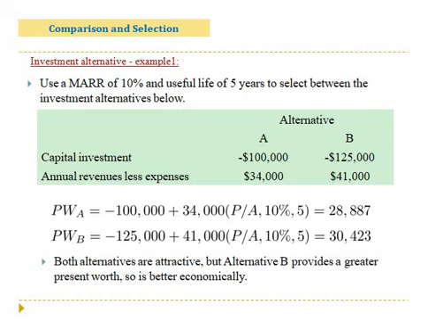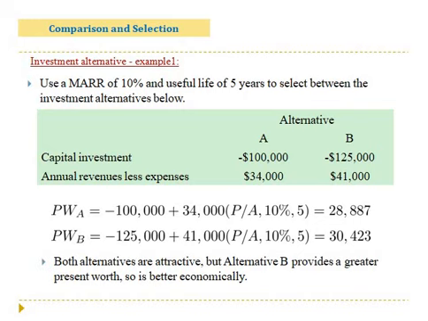Let's begin with the first example. Here I have two mutually exclusive alternatives, so I need to choose only one of them. We have alternative A that has an initial investment of $100,000 and annual revenues less expenses. This means the annual revenues minus annual expenses. I got the resultant value, which is $34,000. And I have the second alternative B, which has an initial investment of $125,000 and revenues less expenses of $41,000.